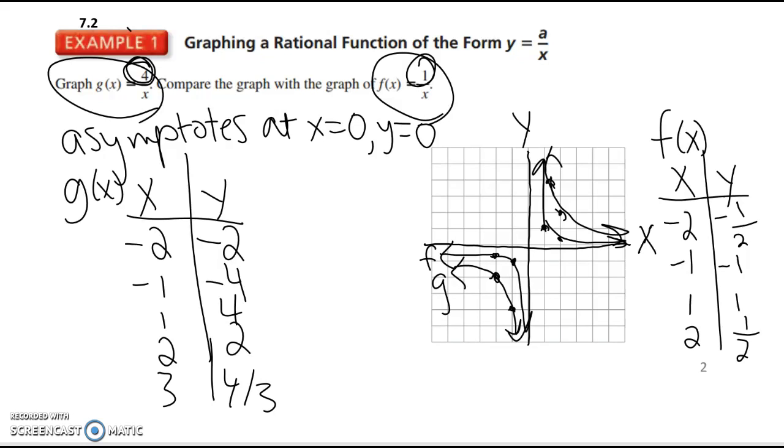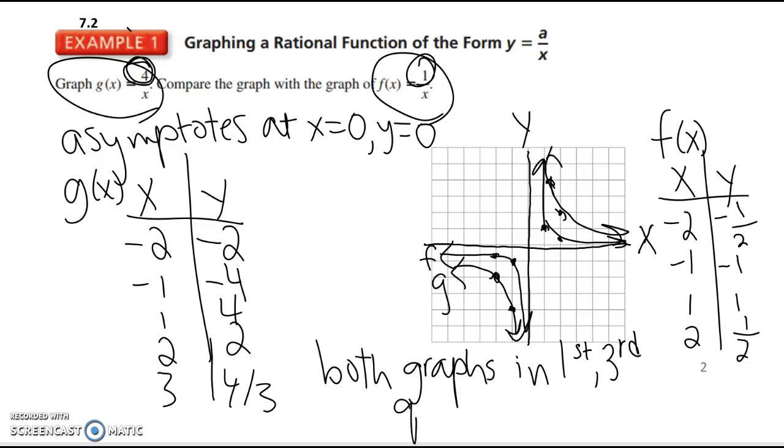Okay? And what we want to say is that both graphs are in the first and third quadrant. And you can say that f is a little bit closer to the x and y axis than g.